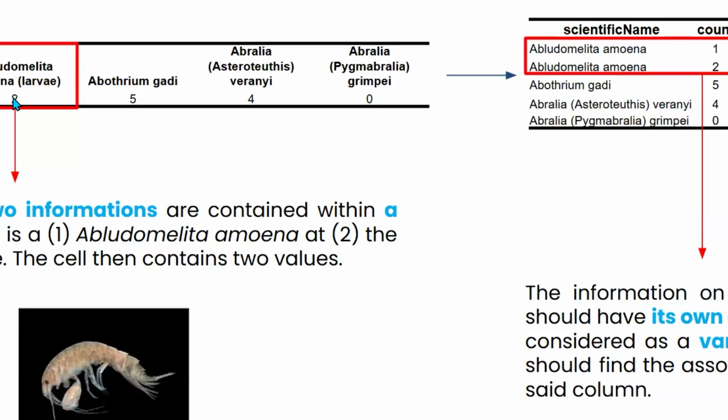Then if we look closely, we have 2 columns with Abludomelita amoena, although one of them has the specification larvae, so that's 2 pieces of information in the same cell: one being the scientific name, and the second one being the life stage. That's a third piece of information, which should then have its own column, and we would call it the life stage column because that's another variable. And so the table on the left should look more like the table on the right with our three variables: scientific name, count, and life stage, which alternates between adult, larvae, and you might also have other values for life stage. You could also have a variable sex, for example, or age. Although age would be a life stage as well, there are many variables that you could measure on one observation.